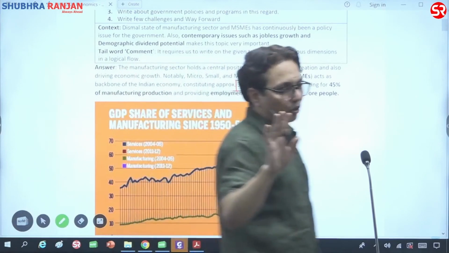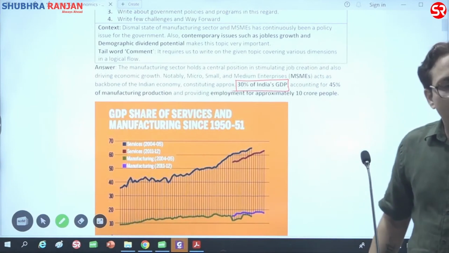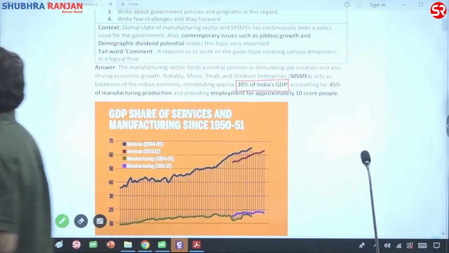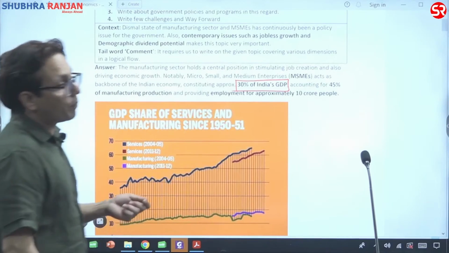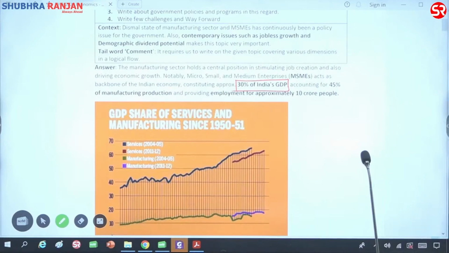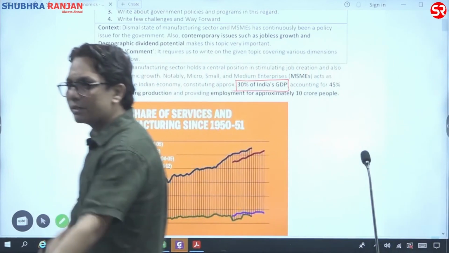Manufacturing sector contributes 16% to GDP, right? So how can MSMEs contribute 30% to GDP of India? Because MSMEs are not only present in the manufacturing sector, they are also present in the services sector. Don't you think Shubhra Ranjan IAS is an MSME? It is. All those shops in the Oran market, they are MSMEs.